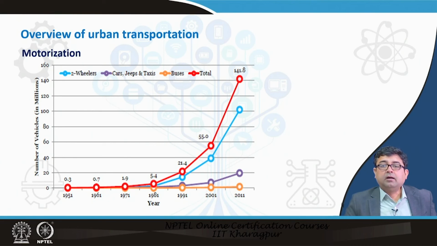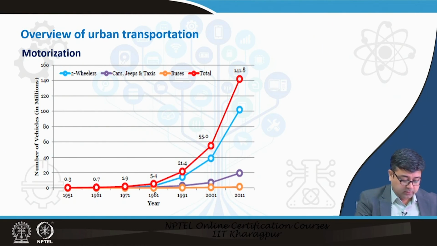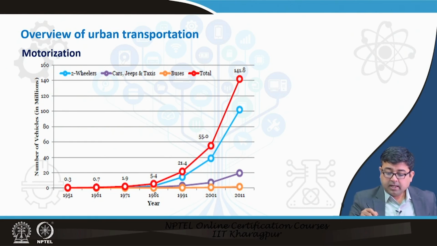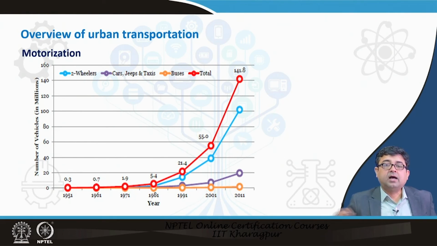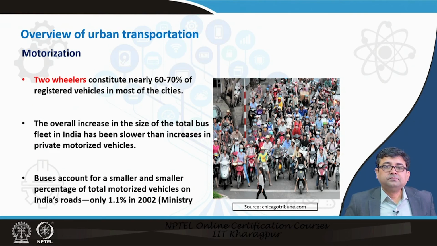Here is an example of data that shows how the total number of registered vehicles has increased over the years. If the red line is the total, what you can see is that the number of two-wheelers, the blue line, is very similar to the growth pattern in the total number of vehicles. So that means in India we are not buying too many cars or jeeps or four-wheelers, but the number of two-wheelers is very high. That is what even this slide is telling.